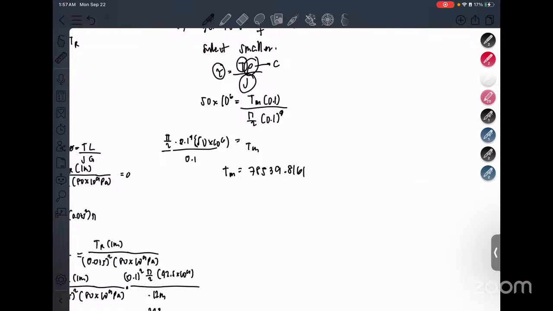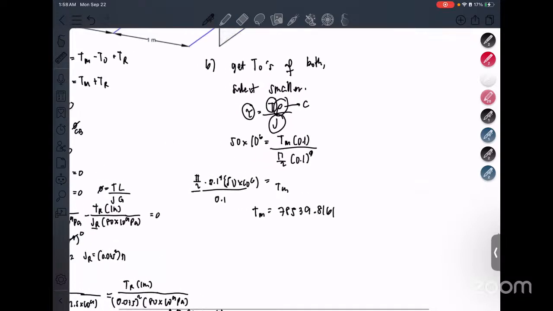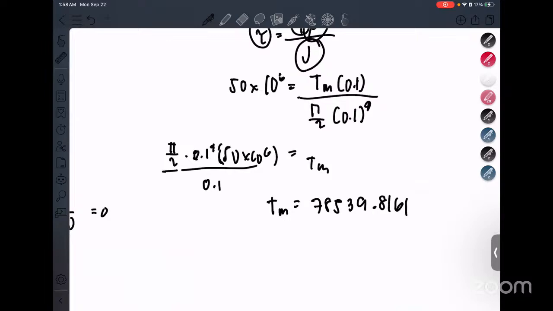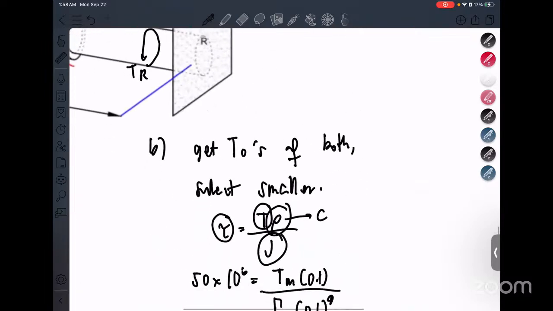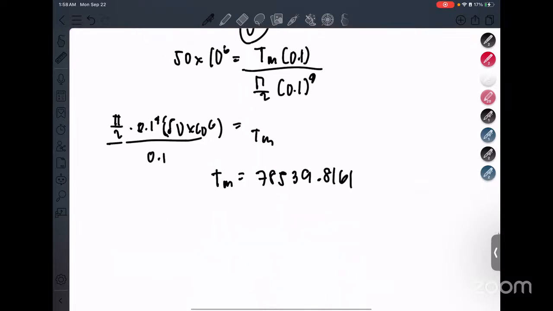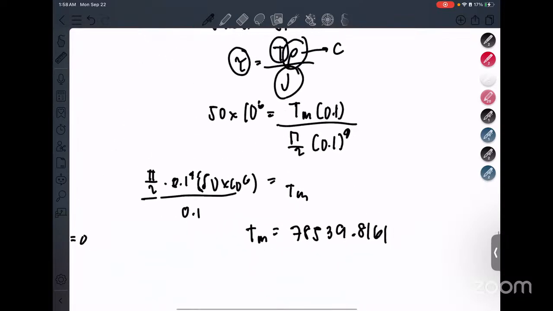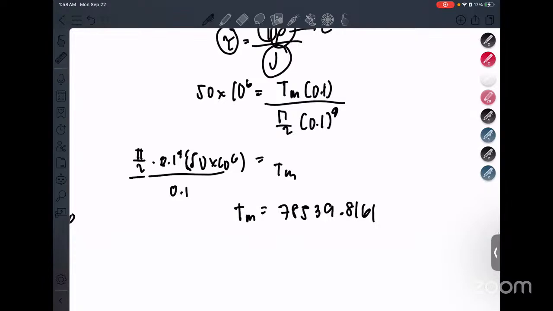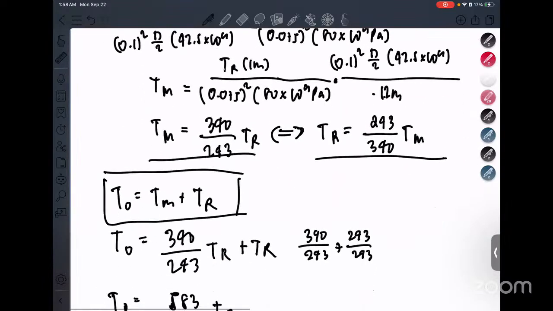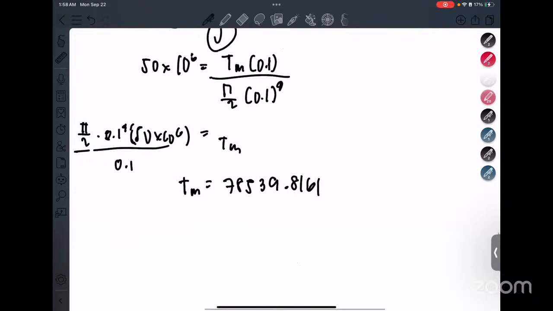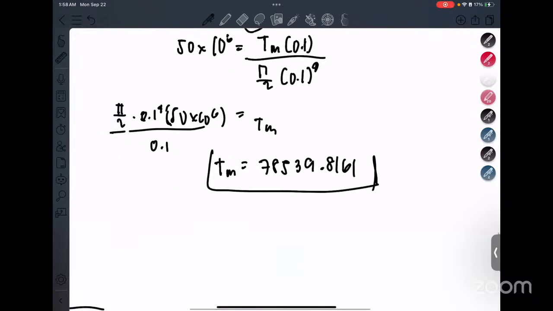So now, we can keep going. Okay. This doesn't apply here pala, because these are two different sections. So magko-combine yung required force mo on both. Because again, T naught is equal to Tm plus Tr. This is Tm. We'll now look for Tr. So we repeat the same process, but using the values for section R.